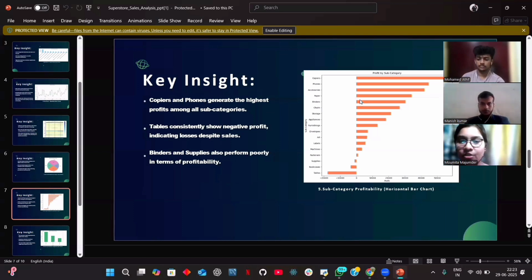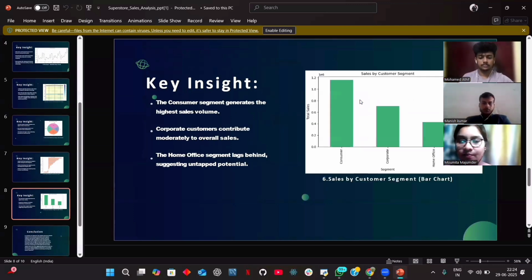Thank you, Manish. This is the subcategory profitability horizontal bar chart. Copiers and phones generate the highest profits among all the subcategories. Tables consistently show negative profit, indicating losses despite sales. Binders and supplies also perform poorly in terms of profitability.